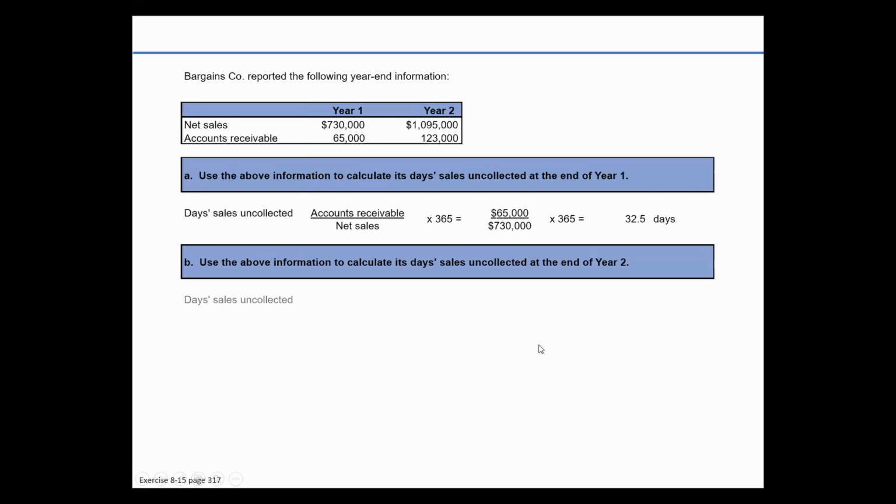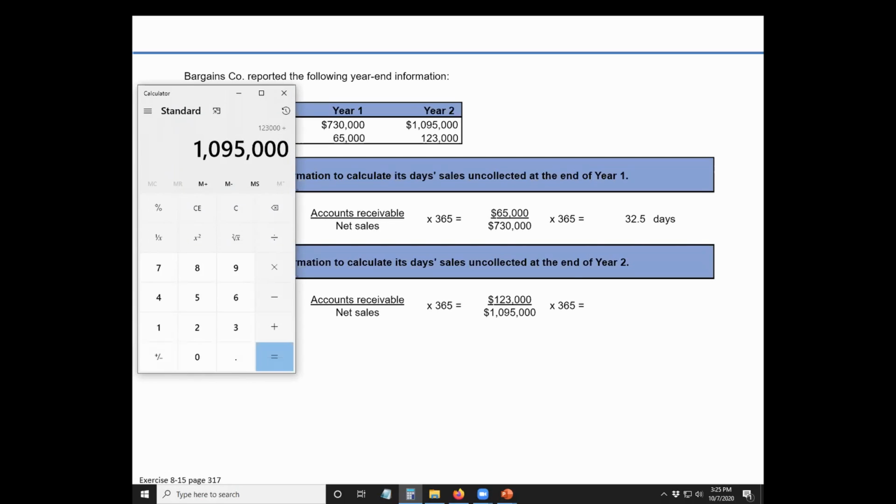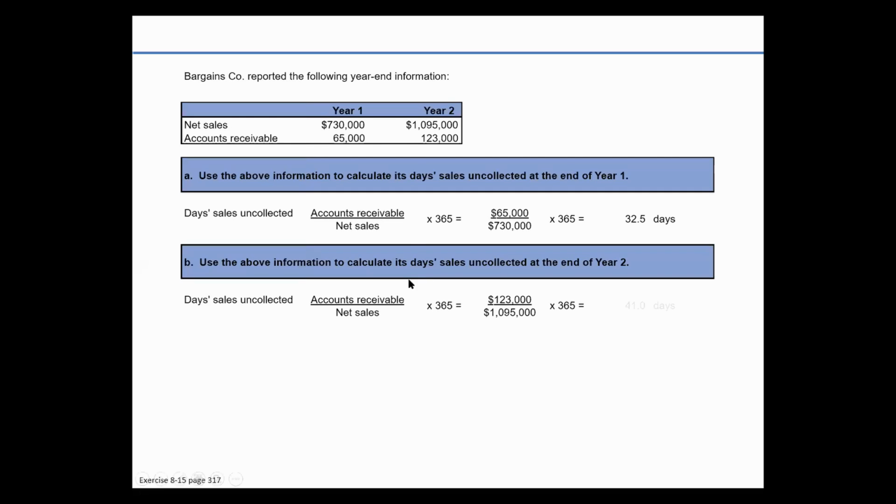And then we'll go ahead and do the same thing for year two. And so again, you see for year two that the accounts receivable was 123,000. Then we'll divide that by the net sales of 1,095,000, multiplied by 365. Should be 41. So we see then that in the second year it took us a little bit longer in order to get paid.